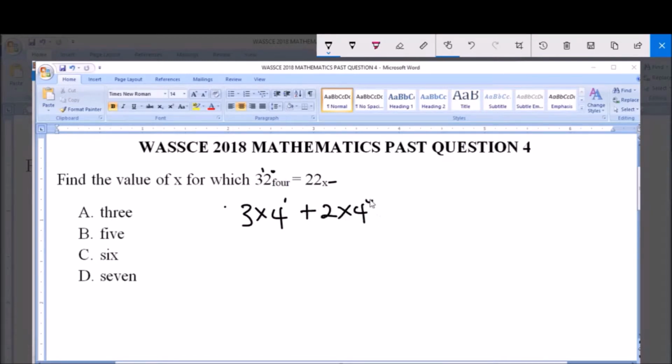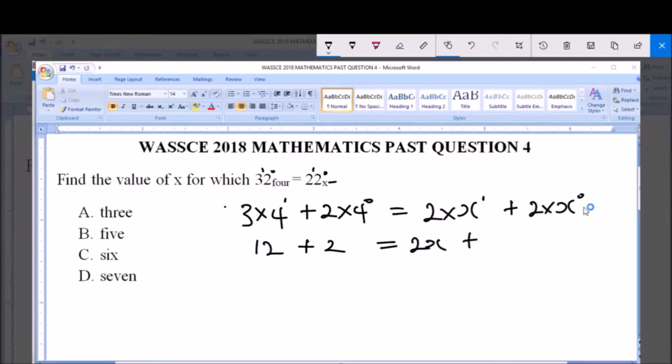So 3 times 4 raised to the power of 1 plus 2 multiplied by 4 raised to the power of 0, and this is equal to, likewise here too, 0, 1. Since the base is x, you say 2 times x raised to the power of 1 plus 2 times x raised to the power of 0. Now 3 times 4 will give us 12. Then 2 times 4 raised to the power of 0, which is the same thing as 1, so 2 times 1 is 2.